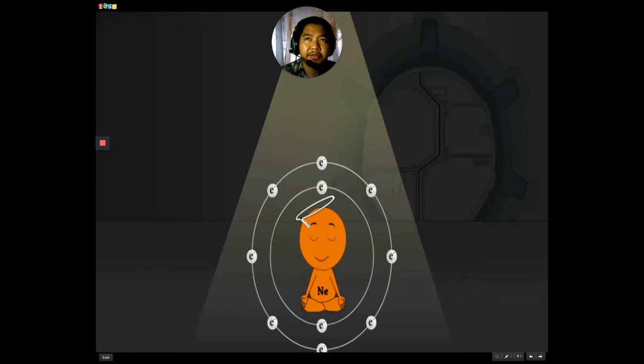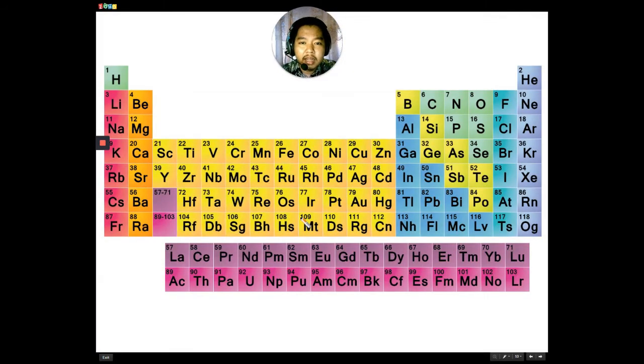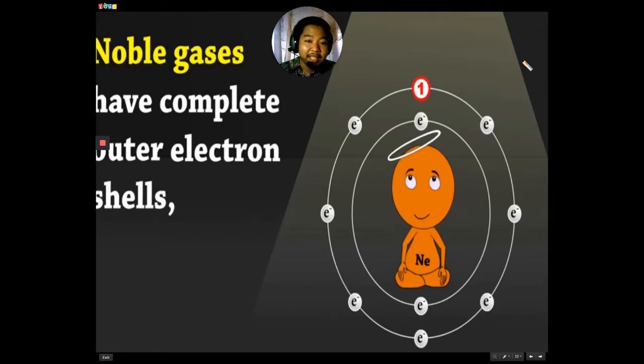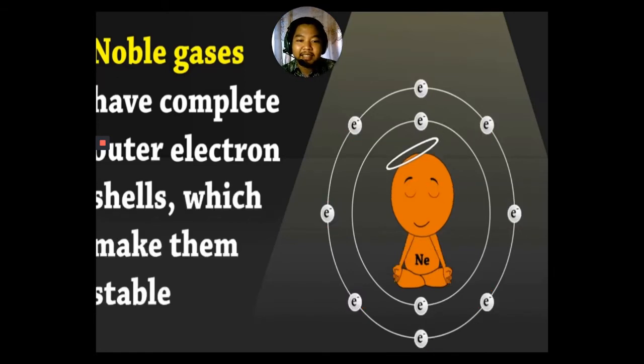So I borrowed the images from a Google slideshow. They want to attain the stability of these noble gases, because these noble gases have 8 valence electrons. So let's count. Now we have 1, 2, 3, 4, 5, 6, 7, 8. Yay! We have here 8 valence electrons. Again, noble gases have complete outer electron shells, which make them stable.